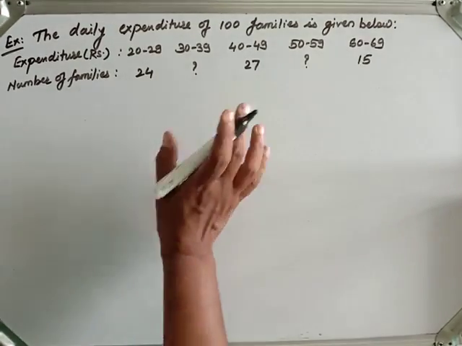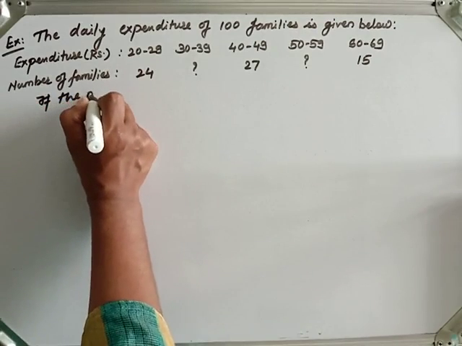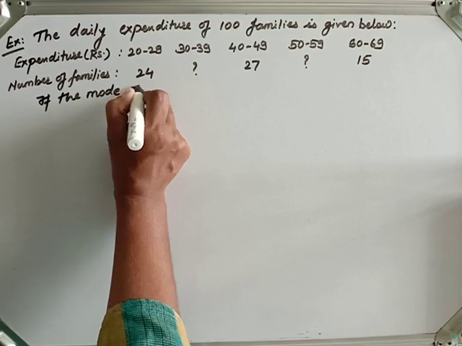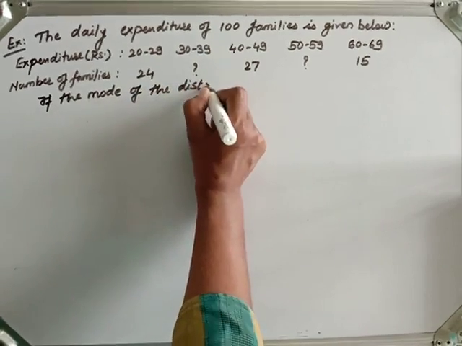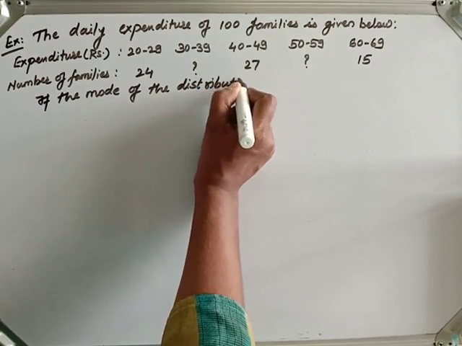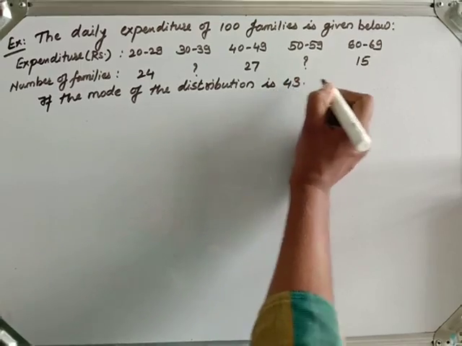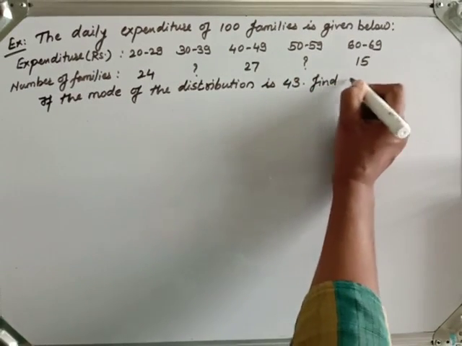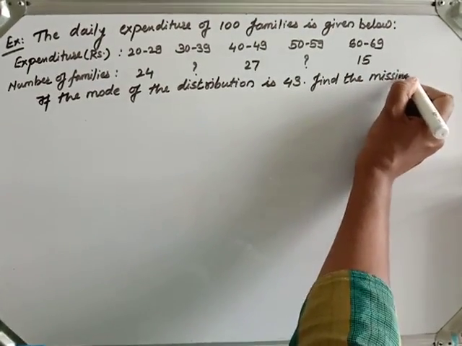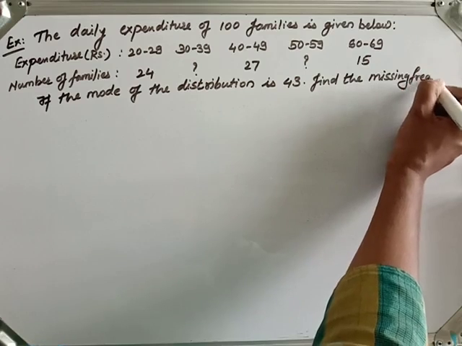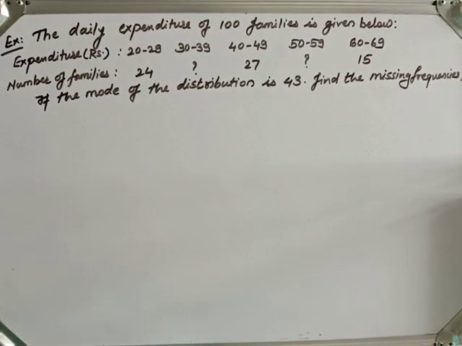Now obviously one more thing is given. The mode of the distribution is 43. The question is to find the missing frequencies. Already I taught you, I will take such an example. Find the missing frequencies. The question is that one.